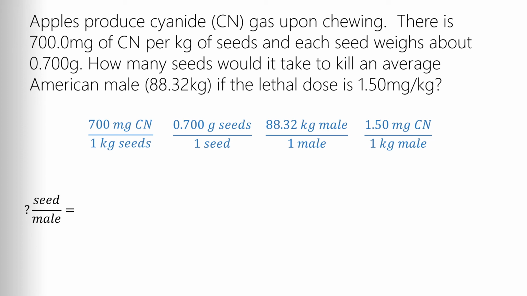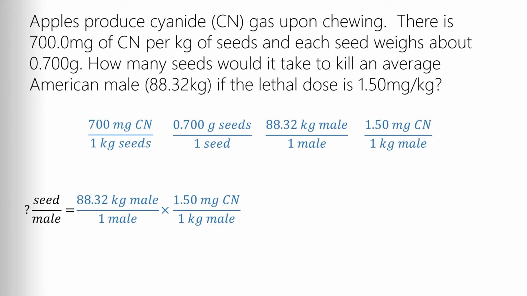Well, if I've got seeds per male, it makes sense to have one of the units in its appropriate position from the start, because I've got male up there and I've got seeds. So if I start with either of those in the right position, I can work from there. I usually pick the unit on the bottom to put in place. It's just easier mathematically to keep that one stable and try to change the top one. So let's say we'll take male on the bottom. That means my first unit is 88.32 kilograms of male per male. All right, so that eliminates one of my factors up there.